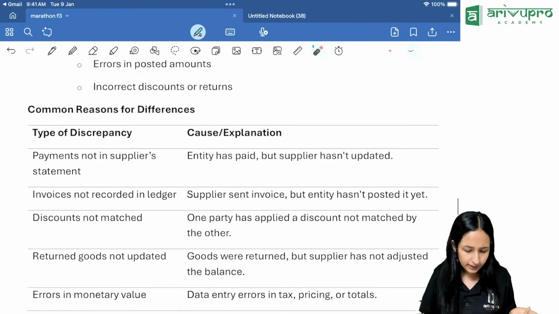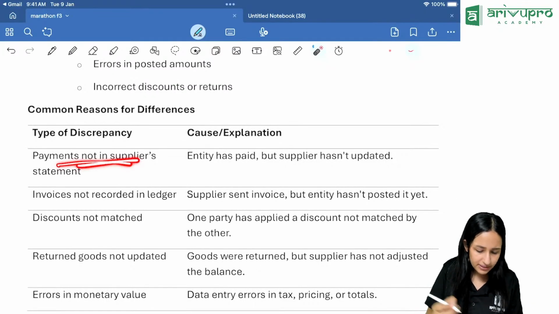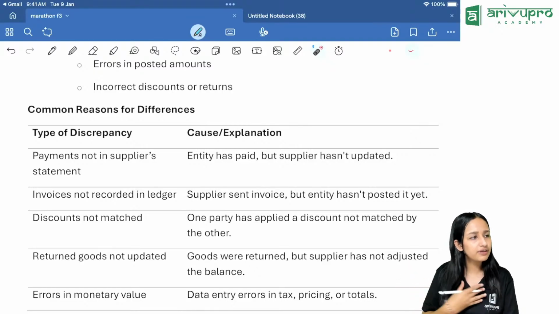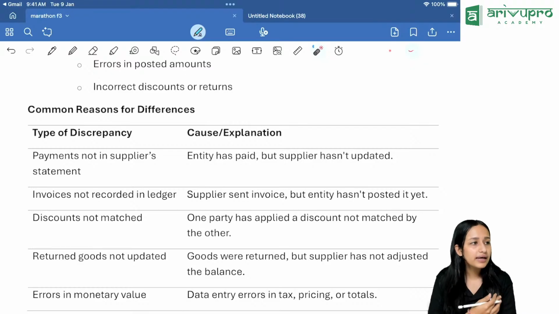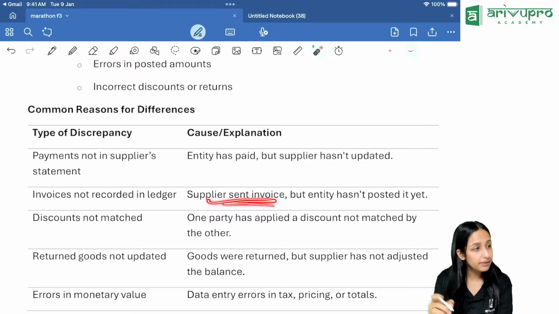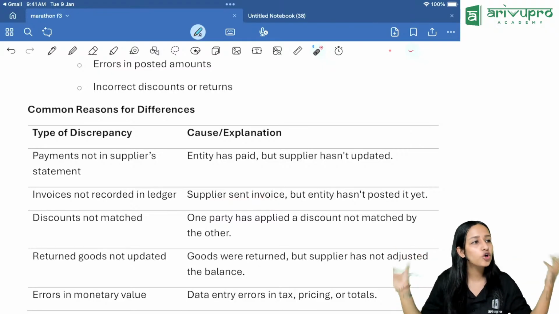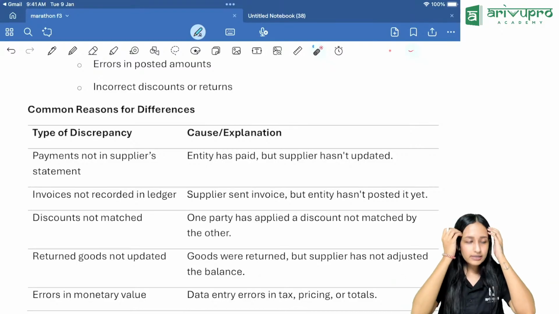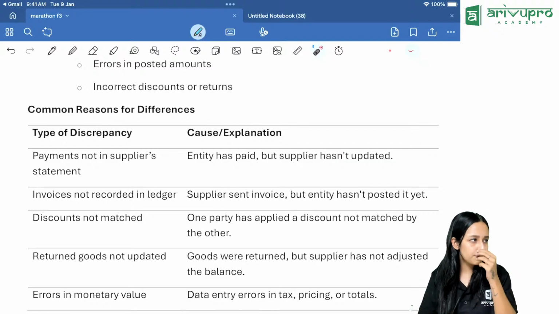For this also, why can there be a discrepancy? Maybe payments are not there in the supplier statement, but the entity has already paid. The supplier has not updated it. We have already paid, but the supplier took the money and forgot to update it in his account. Then it's stupid of him. He needs to change. Okay. Or invoices are not recorded in the ledger. So the supplier has already sent the invoice. The supplier told us, see, pay so much. But we forgot to pay because we kept that invoice in our pocket or somewhere and forgot about it. So then it's our fault. We need to make the change as soon as we pay the money.